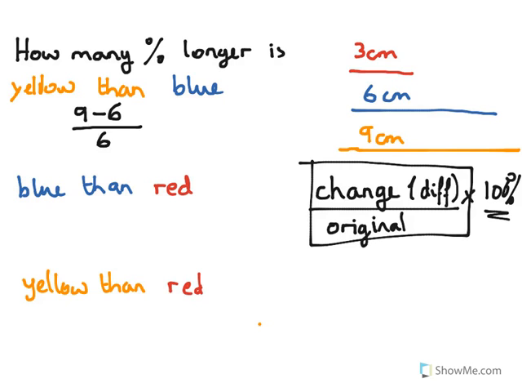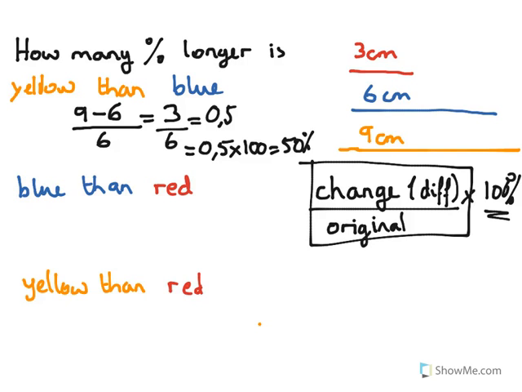This will give us our decimal, 3/6, which is the same as a half. We change our decimal to a percentage by multiplying by 100 times 100 equals 50%. Is that reasonable, that the yellow one is 50% longer than the blue? Yeah. Half again of what the blue one is, what the yellow one is, an extra 50%.